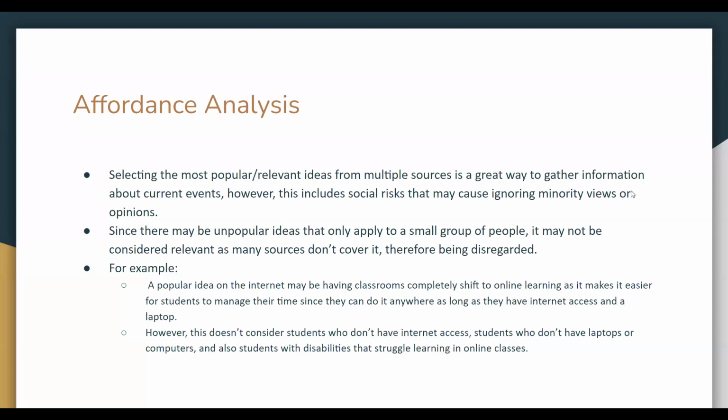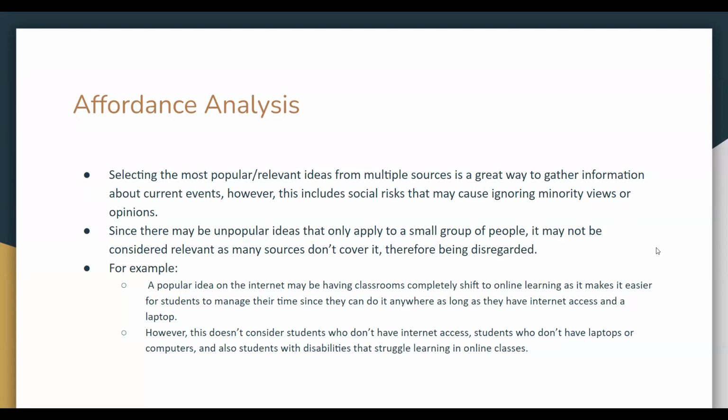Affordance analysis. Selecting the most popular or relevant ideas from multiple sources is a great way to gather information about current events. However, this includes social risks that may cause ignoring minority views or opinions. Since there may be unpopular ideas that only apply to a small group of people, it may not be considered relevant as many sources don't cover it, therefore being disregarded.